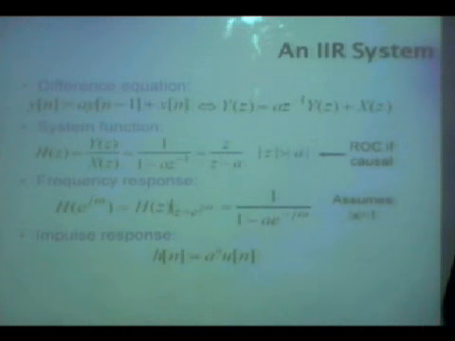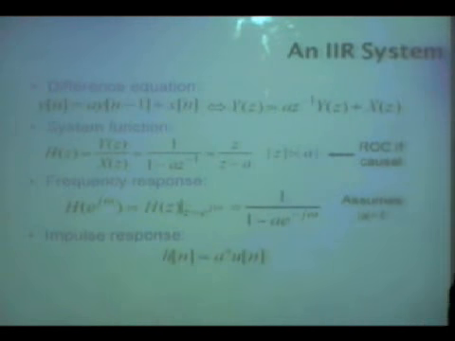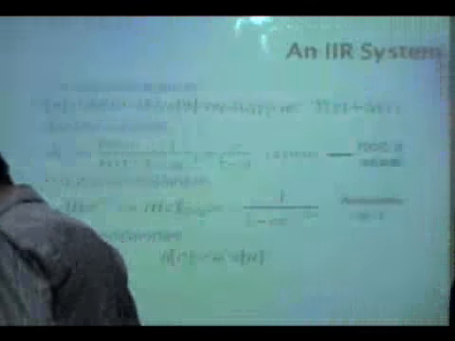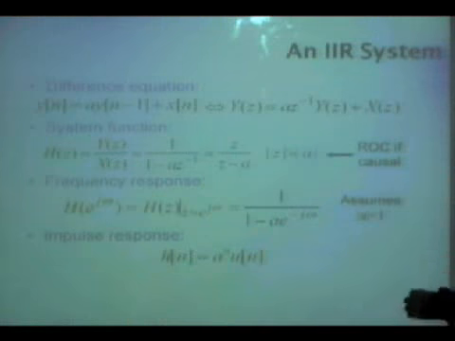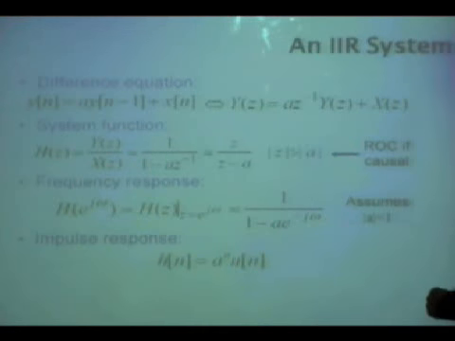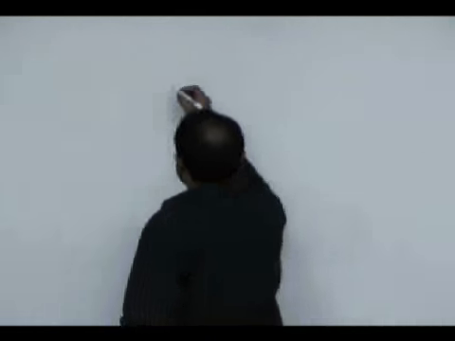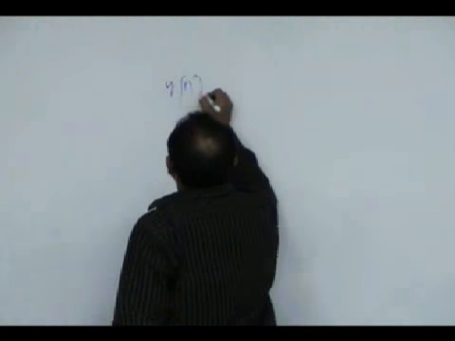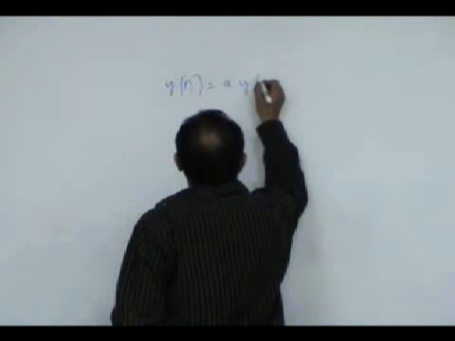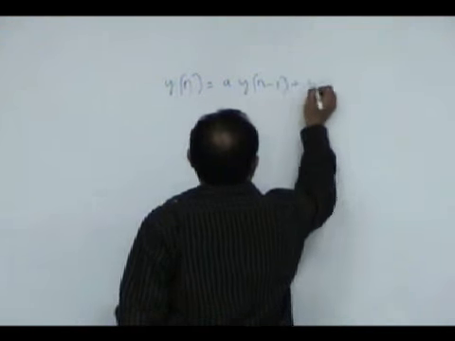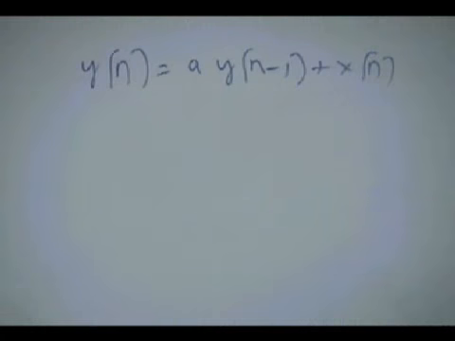Now comes the actual topic of importance for us, and that is an IIR system, an infinite impulse response system. We know an infinite impulse response system is represented by a difference equation, and this is perhaps a good example because we know this is a difference equation with a to the n u of n as its impulse response.